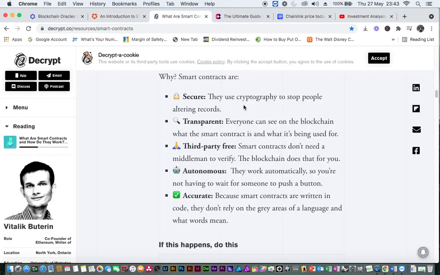You see, smart contracts are secure, transparent. It does not require a third party, meaning smart contracts don't need a middleman to verify. The blockchain does that for you, and it is anonymous and very accurate.